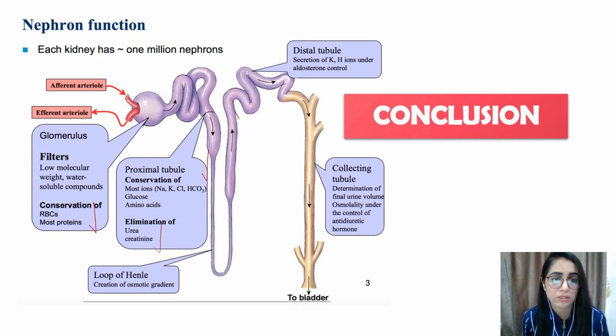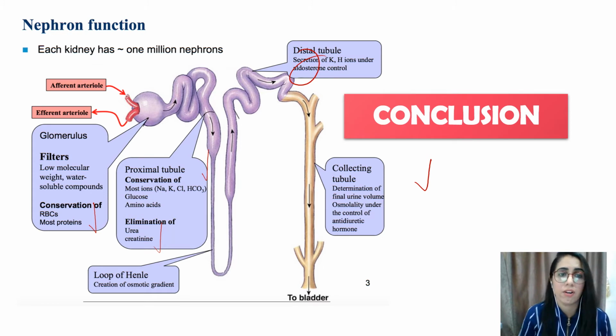We have the loop of Henle, the creation of the osmotic gradient. The distal convoluted tubule has the secretion of potassium and hydrogen ions under aldosterone control, and the collecting tubule will determine the final urine volume and osmolality under the control of antidiuretic hormone ADH, and then that urine is formed.